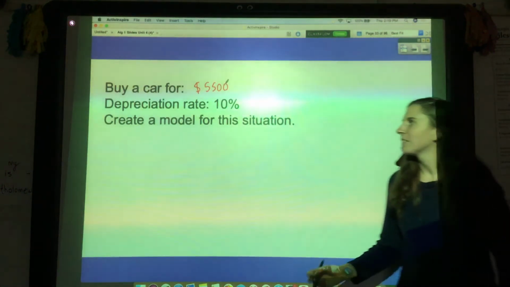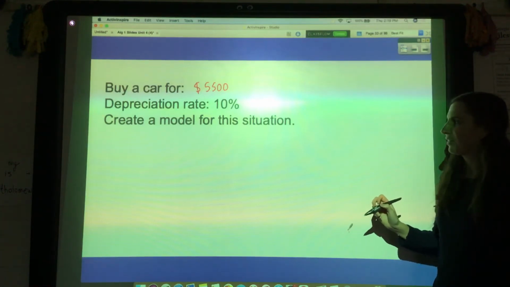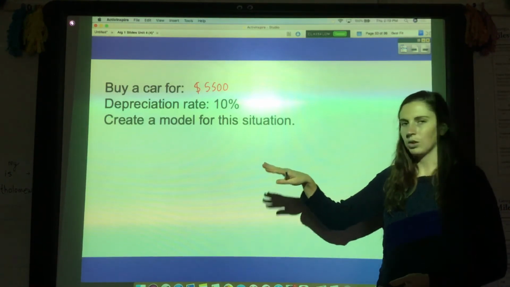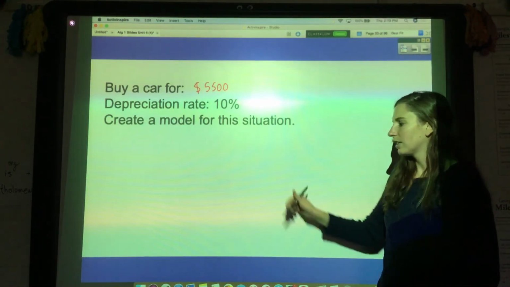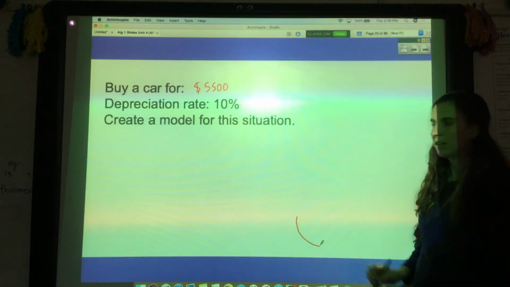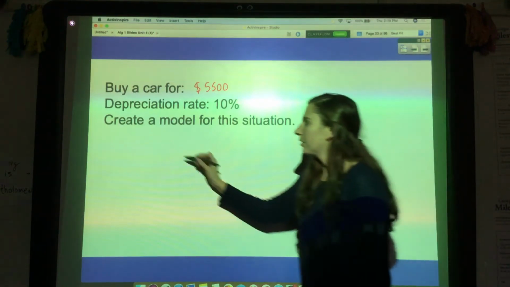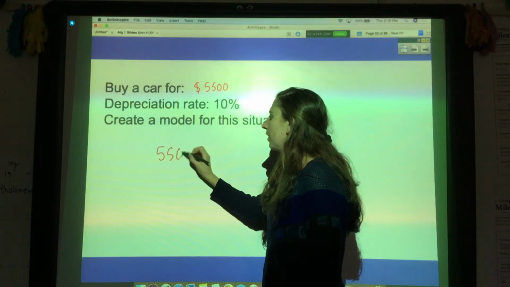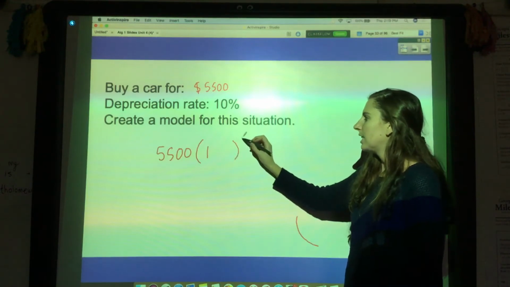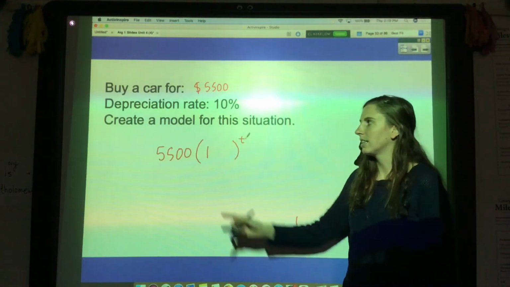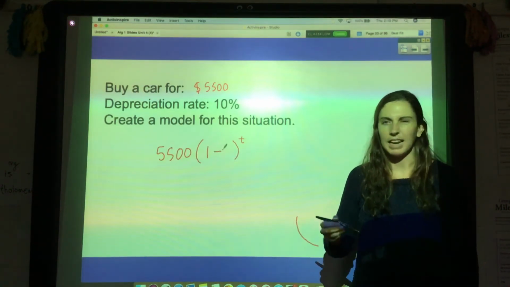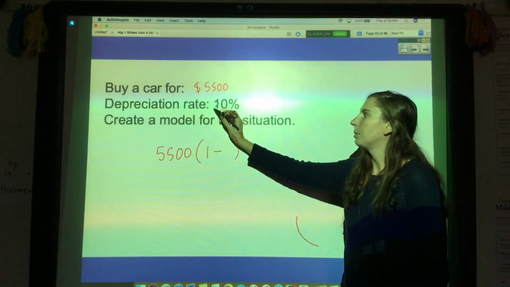I was thinking 1,000. So imagine you buy a car for $5,500, and it's going to depreciate at 10%. So once you buy a car, it's going to be decreasing in value. It decreases a lot right at first, but once it's pretty old, it doesn't decrease all that much. So that's why it's an exponential decay function. So we can fill this in. We're going to do 5,500 times 1 plus or minus the rate to the t power. In this case, since it's depreciating or losing value, I'm actually going to subtract the rate rather than add it. If I turn this into a decimal, that would be 0.1.